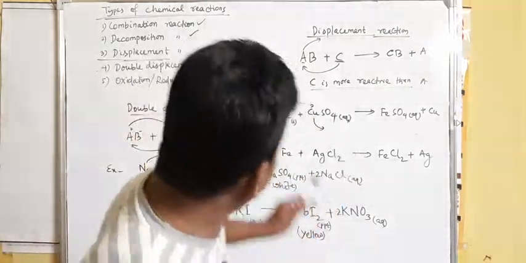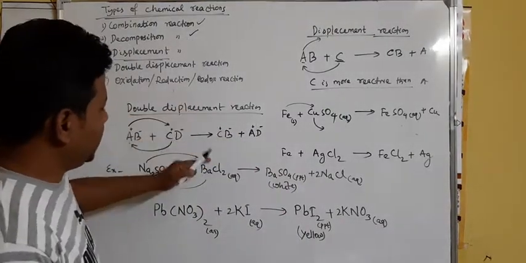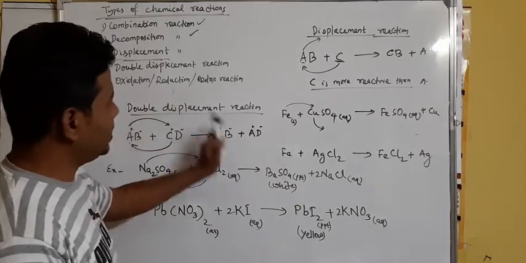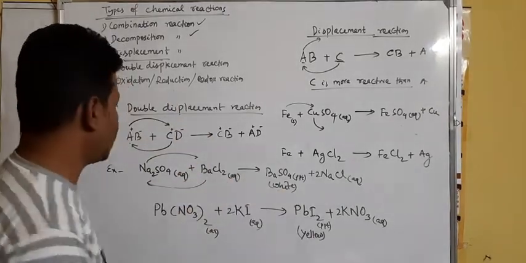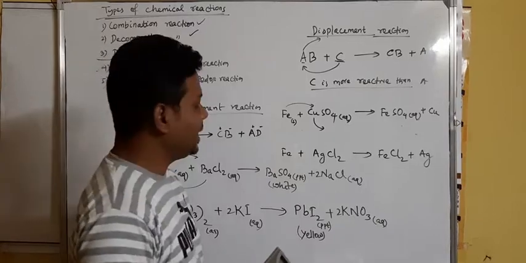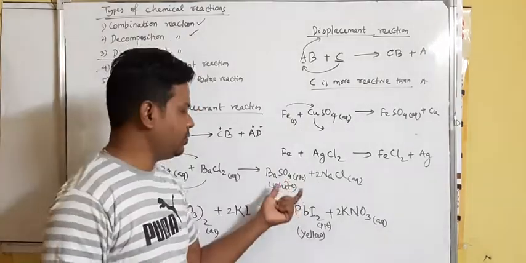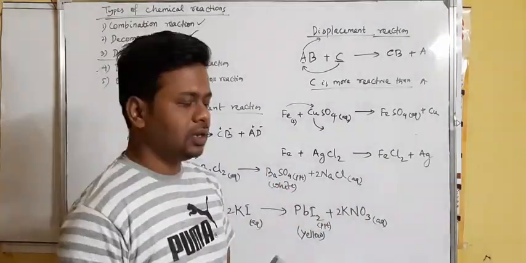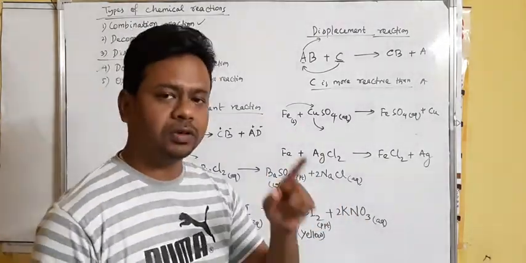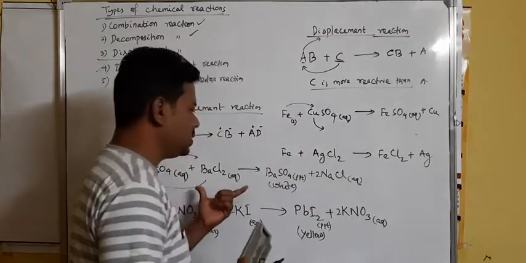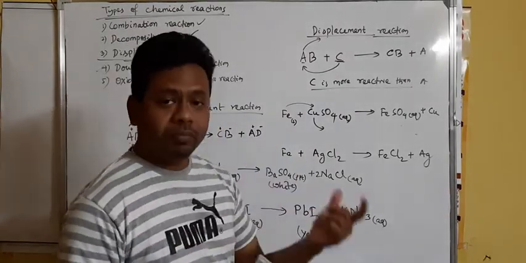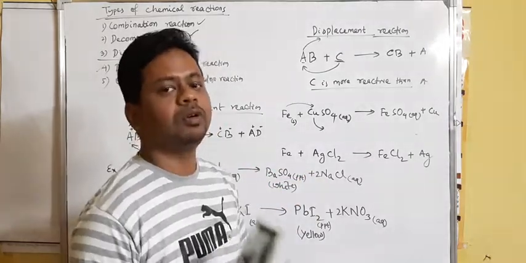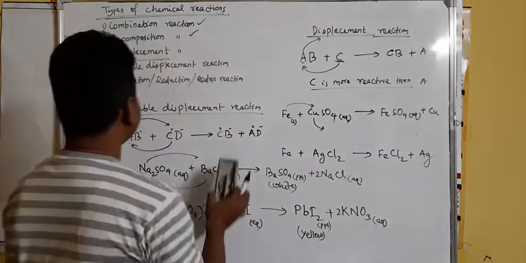Again I am telling you, all double displacement reactions can be categorized as precipitation reactions, because in all double displacement reactions a precipitate is formed, and precipitate means insoluble product. If one of the products becomes insoluble, then that insoluble product is called a precipitate, and the reaction involving formation of a precipitate is called a precipitation reaction.